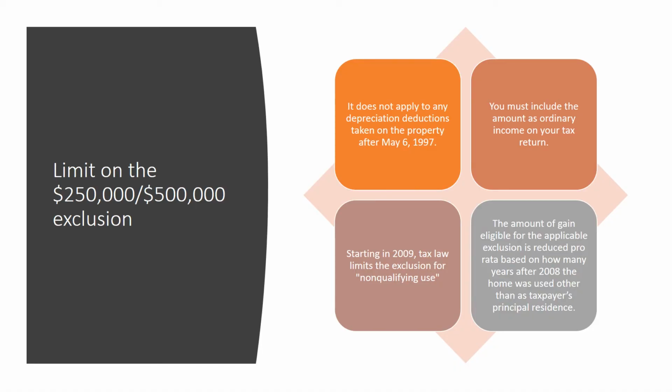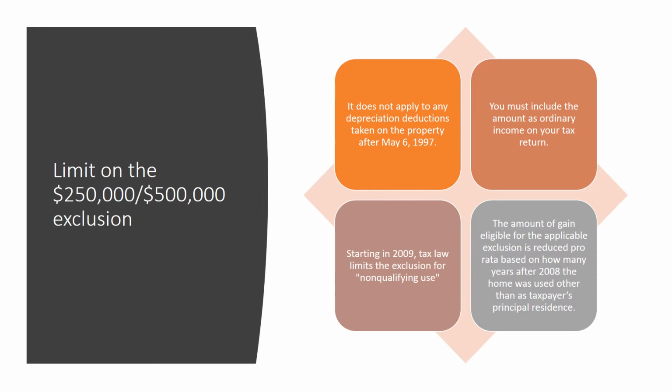There is an important limit on the $250,000 or $500,000 exclusion. It does not apply to any depreciation deductions taken on the property after May 6, 1997. You must reduce your applicable exclusion by the total amount of depreciation you are entitled to take during these years. That is, you must include the amount as ordinary income on your tax return.